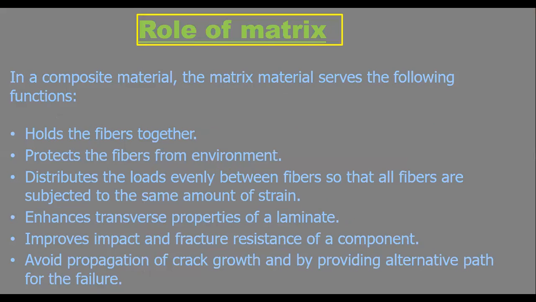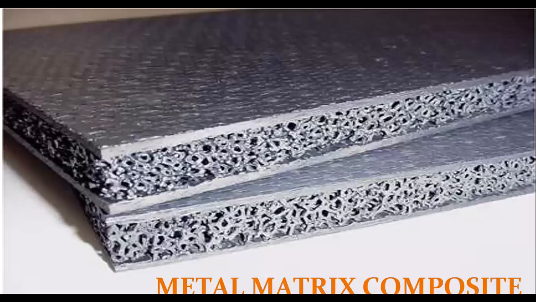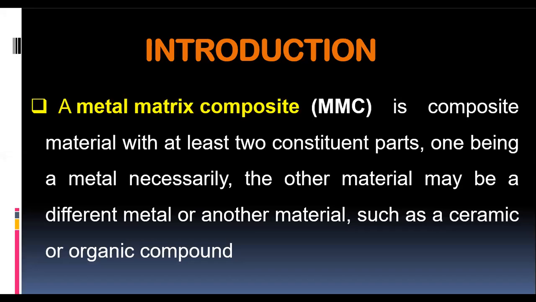So we have seen of the role of matrix. So what is the purpose of a matrix in the composite materials and desired properties of a matrix. So today we are going to see what are the metal matrix composites. So we have seen about the metal matrix composite in the earlier classes.